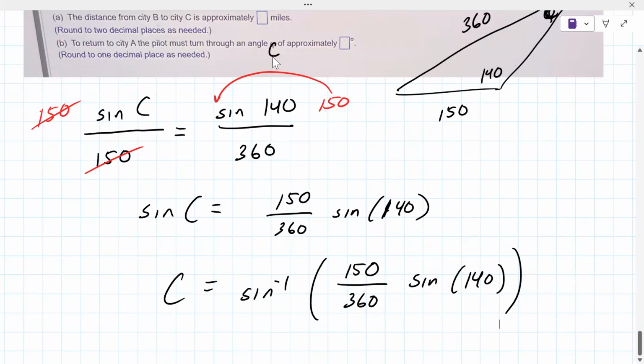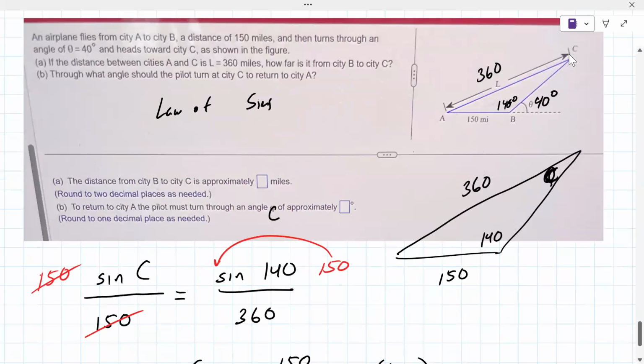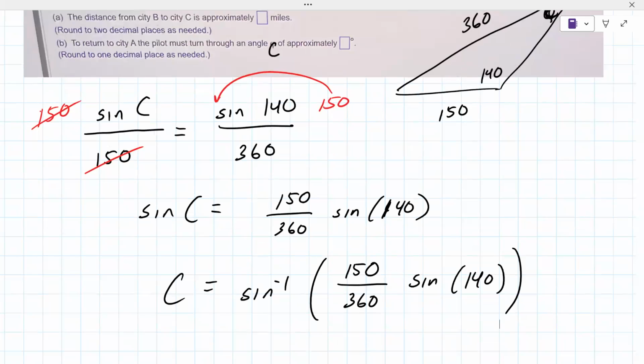To return to city A, the pilot must turn through an angle of, like they've gotten up here to C, they got to turn back. That's this angle here. So it's an acute angle. It should be fairly small. I'll say it should be like 30 degrees. Go ahead and do this calculation. And it does sit around, to 1 decimal place, 15.5.